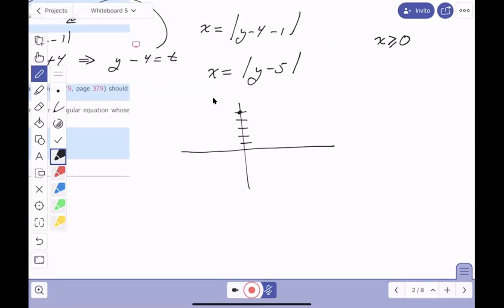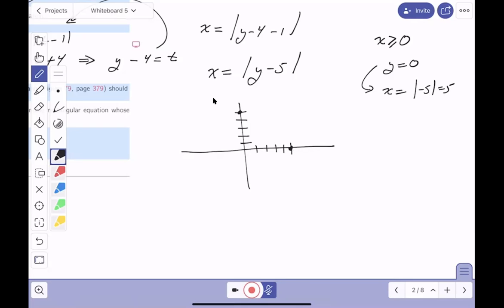what's another easy value? I'm going to say when y equals 0. All right, when y equals 0. Now, when y equals 0, what do you get? You would get x equals, and again, I'm just looking for easy values. What would I get? If y is 0, I get x equals minus 5, which is just 5. So that's a pretty easy point to plot down.